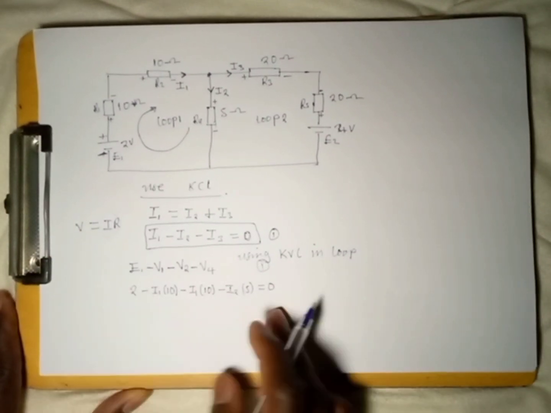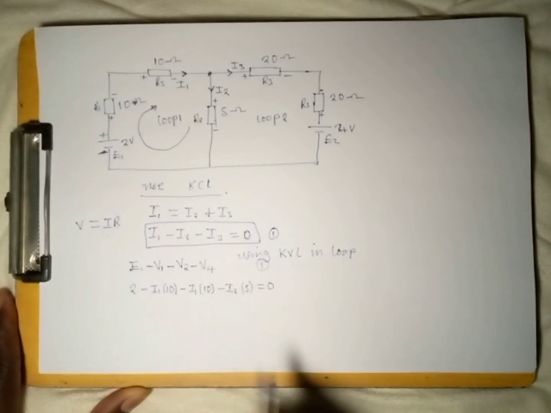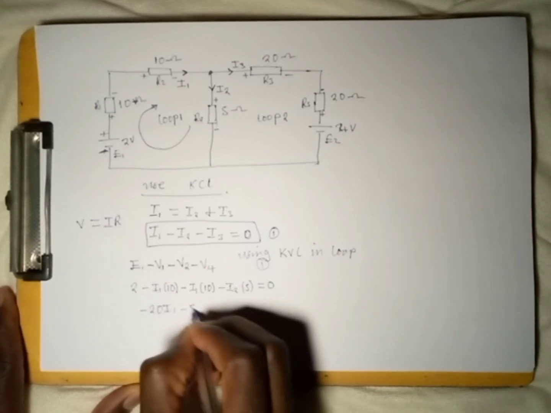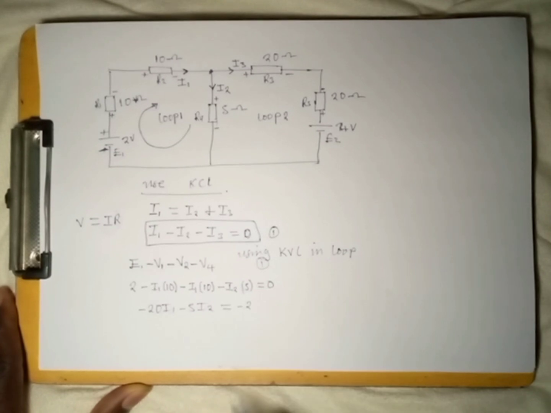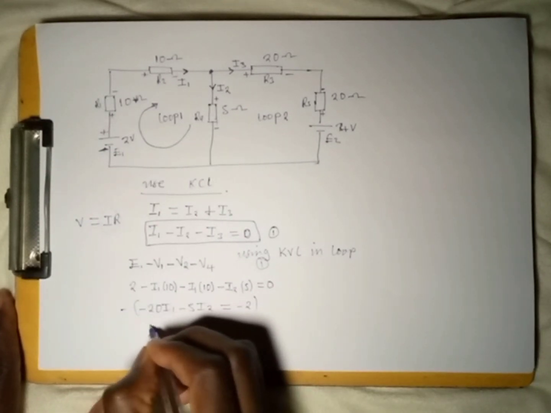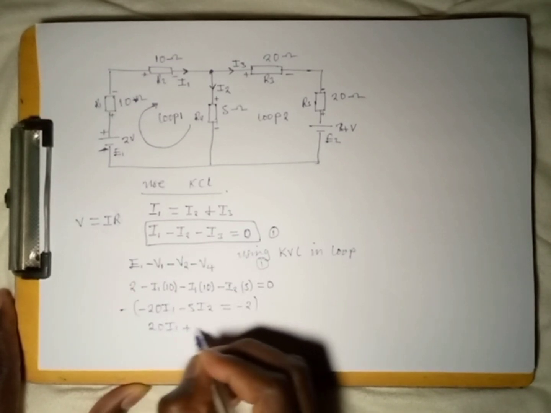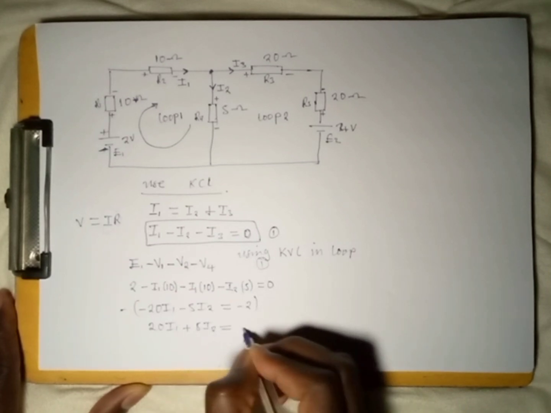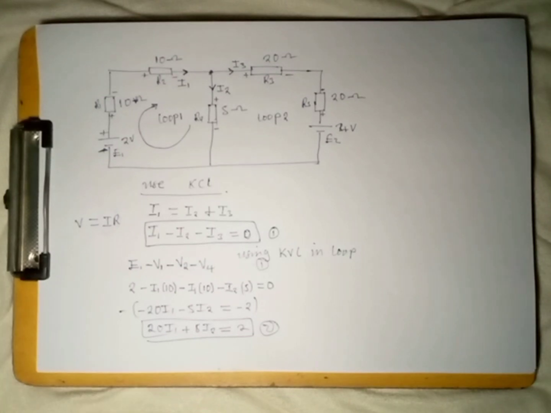Let's try to simplify this. We are going to add this and that. It will give us negative 20 I1 minus 5 I2 equal to negative 2. Remove the negatives by multiplying throughout by negative. We're going to have 20 I1 plus 5 I2 equal to 2, and this has to be equation number 2.